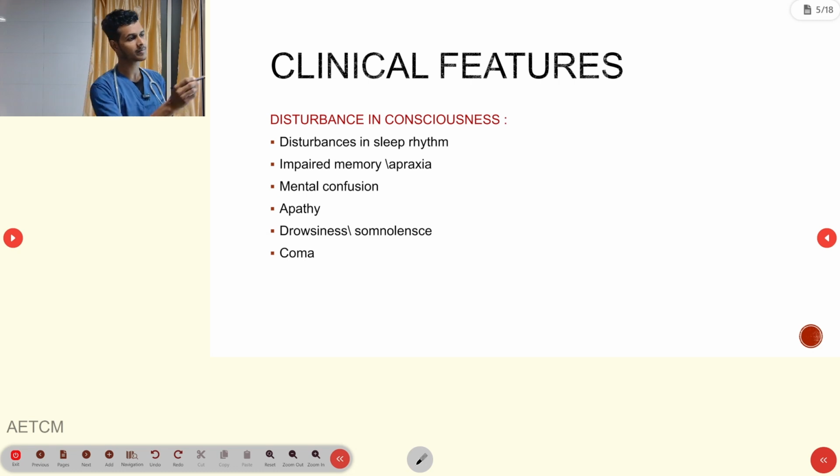The different terminologies: apathy. What is meant by apathy? There is a lack of interest. That is called apathy. And then impaired memory. Apraxia means the person is unable to perform some task or unable to perform limb movements. Because of a cognitive problem or a problem in the brain, the person is unable to understand and so unable to perform the task or movement. That is called apraxia.